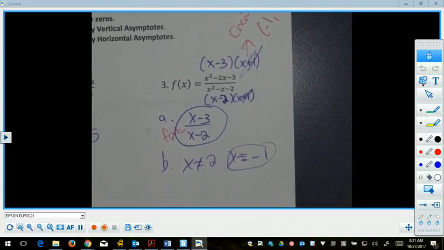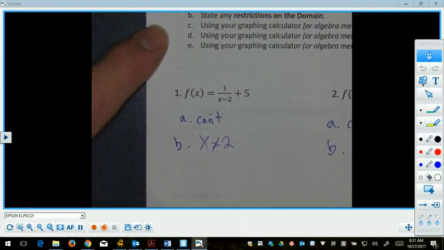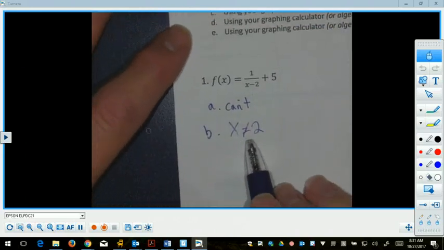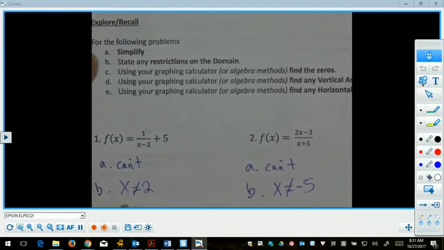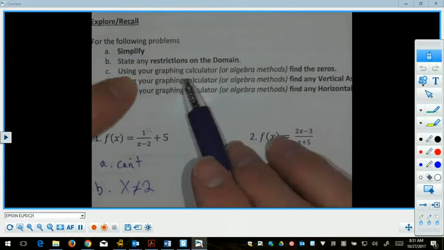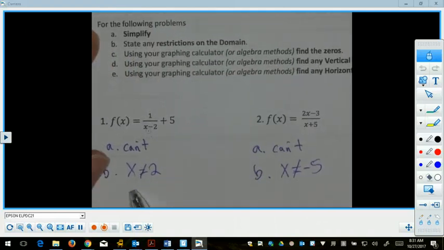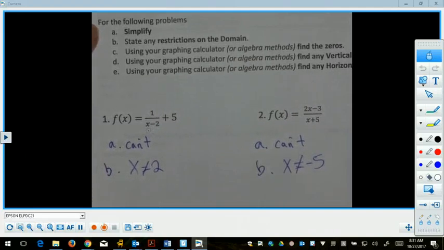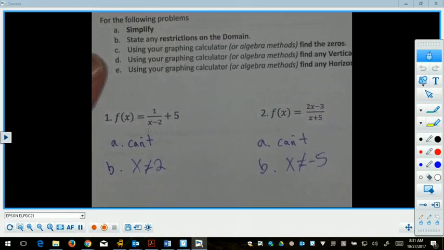All right, we're going to go back to number 1. You guys looked at your graphing calculator. You should have seen that a restriction on the domain was this value right here. In fact, we already talked about restriction on the domain. Using a graphing calculator, find the zeros. Does anyone have the 0 for number 1? No? Yes, sir. 1.8 is what you got.